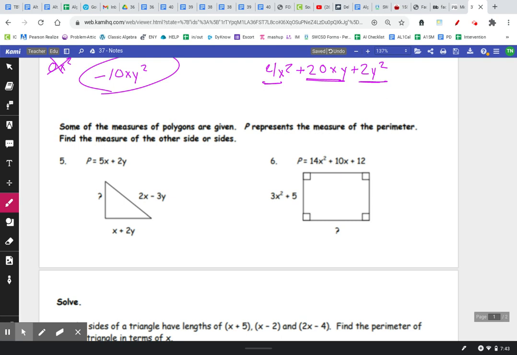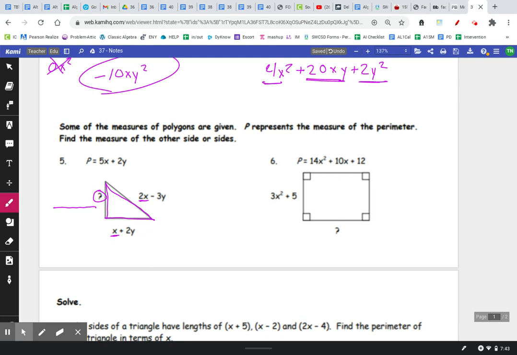We know the perimeter of this whole thing, this side plus this side plus this side, is 5x plus 2y. Well, I know I have some x's here and here, but we're missing a piece. I need to know what polynomial is over here. Think about this: I know the whole entire sum is 5x plus 2y.